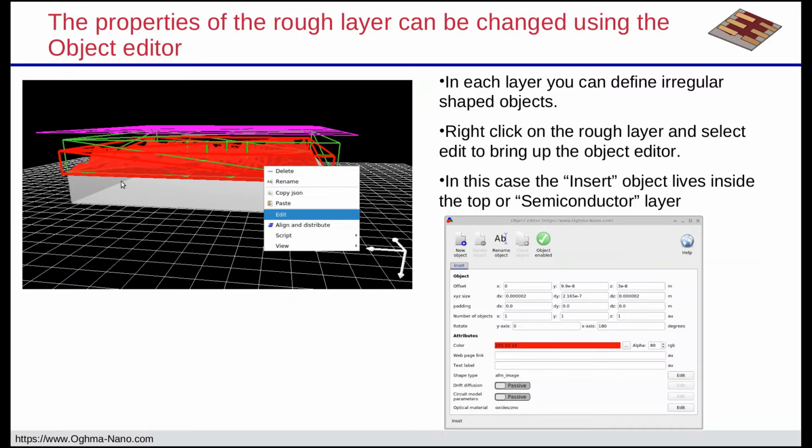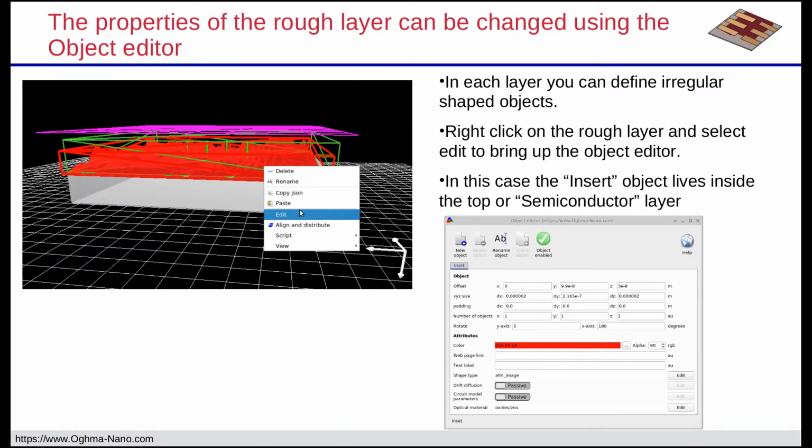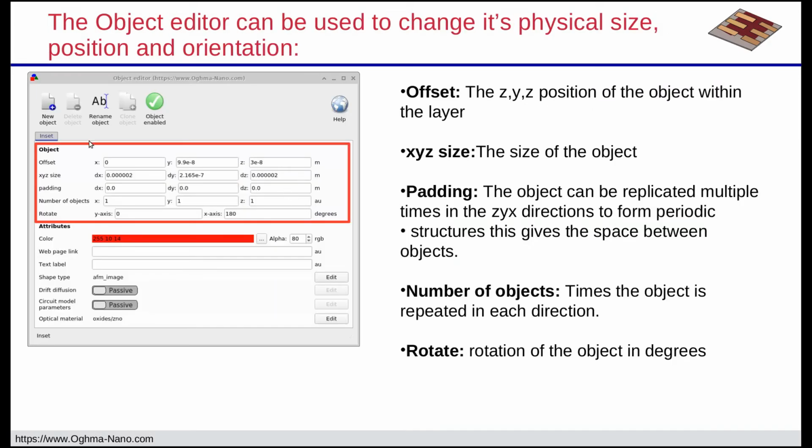And if you want to edit this sort of rough surface, which is ZnO, you right click on the surface and click edit. This will bring up the object editor, and you can change the various properties of this layer using the object editor. So at the top of the object editor, in the window you brought up by clicking edit, are the object properties.